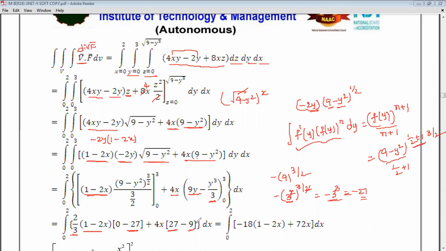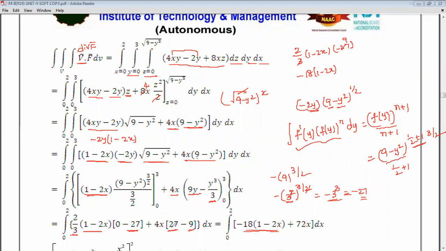And now we need to apply integration to this one with respect to x. So here, what about the remaining? There we have 2 by 3 into the first term 1 minus 2x into minus 27, so this is nothing but simply 9. So minus 2 into 9 is minus 18 into 1 minus 2x, right? That's why here the first term we wrote is minus 18 into 1 minus 2x.